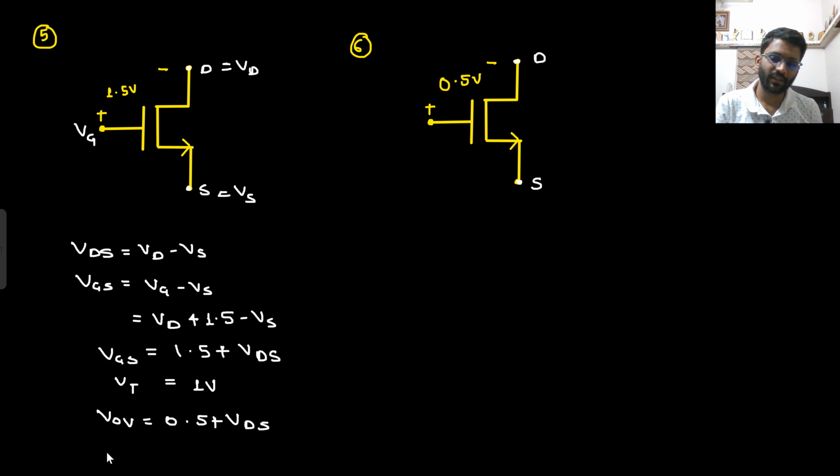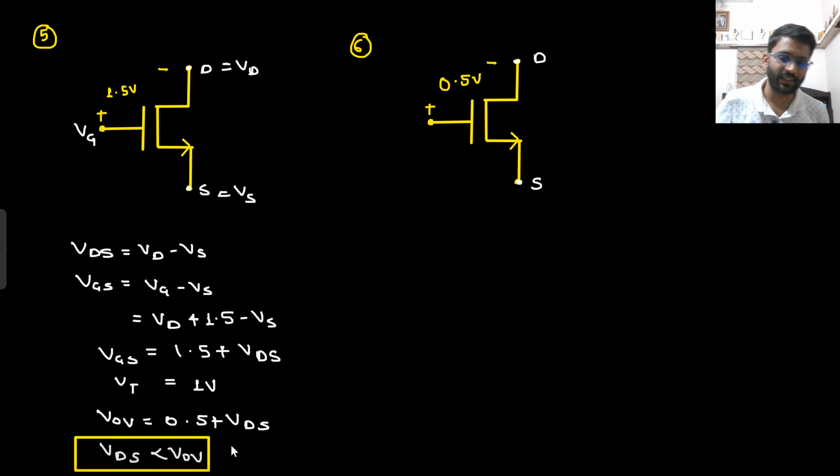So here what do you see? VDS is less than V overdrive. Are you agreeing to this point? Because V overdrive is 0.5 plus VDS, it is certainly greater than VDS. So here V overdrive is greater. What does that imply? That implies that this is linear region, because V overdrive is more and VDS is small. Did you understand this point? How did I solve it? I just found the value of VDS, VGS and VT. That's it.